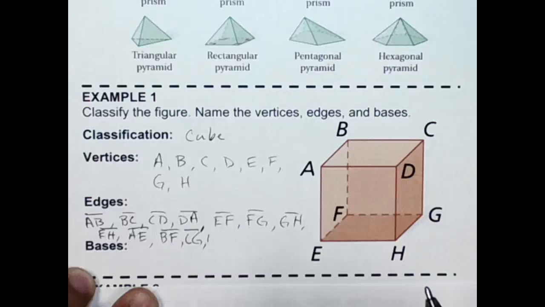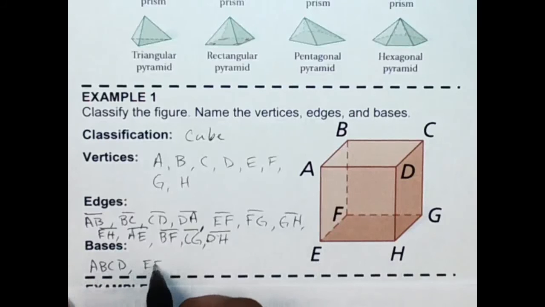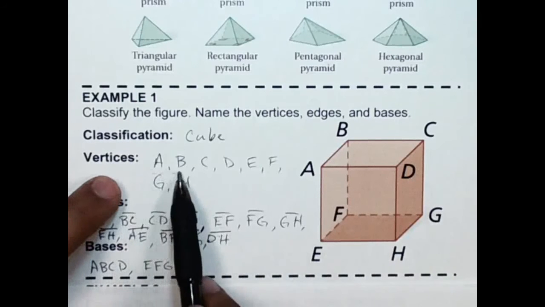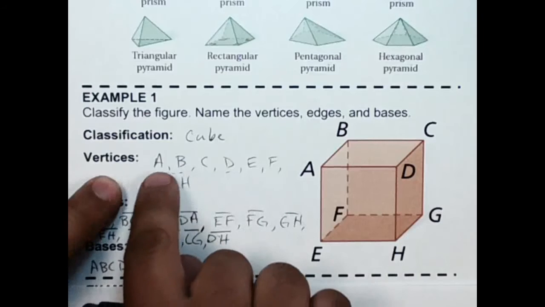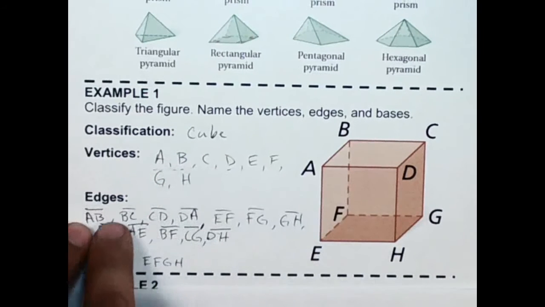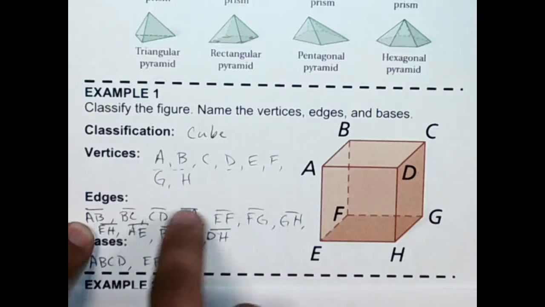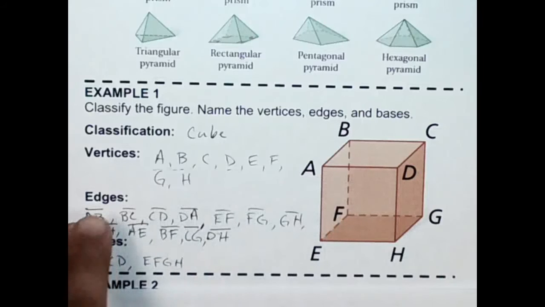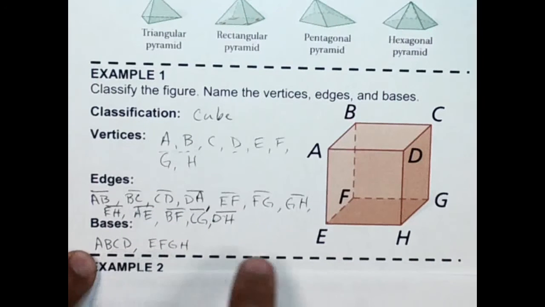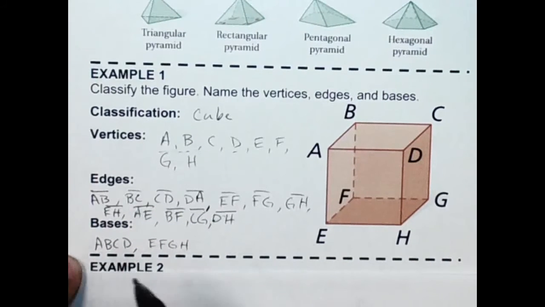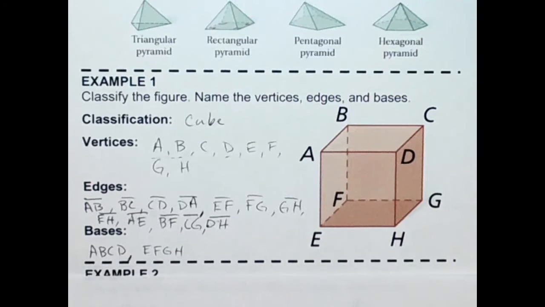Okay, and the bases are going to be ABCD would be one base, and then EFGH would be my second base. Now notice for my vertices, I separated all the letters with commas because that tells me that I'm looking at points. Since I'm looking at edges, and these edges happen to be segments, I had to put the little bar on top. And then for my bases, I didn't put any commas except for the one that separated the two bases. That's going to be important when you're writing this stuff down.